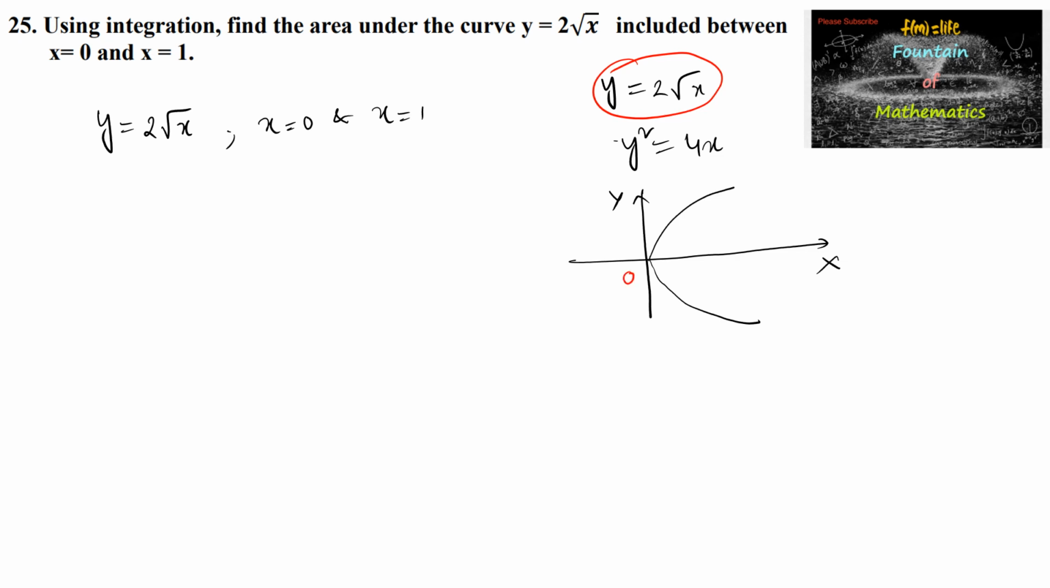So we'll not consider the negative side. We can just consider this from x is equal to 0 to 1, only the portion in the positive side. So 0 to 1.